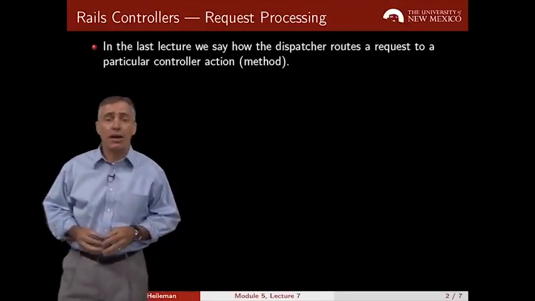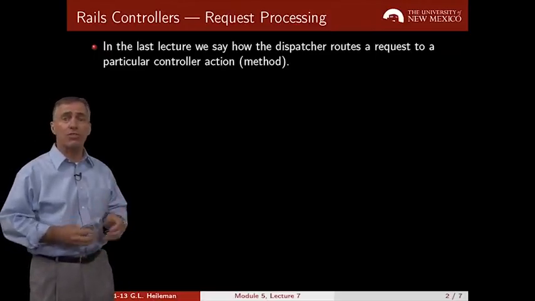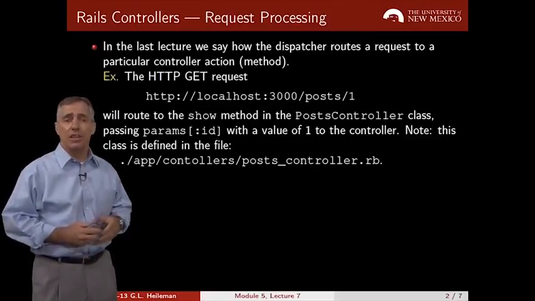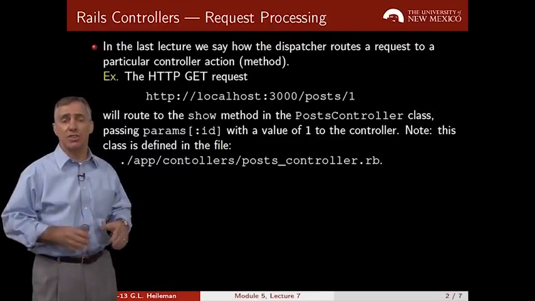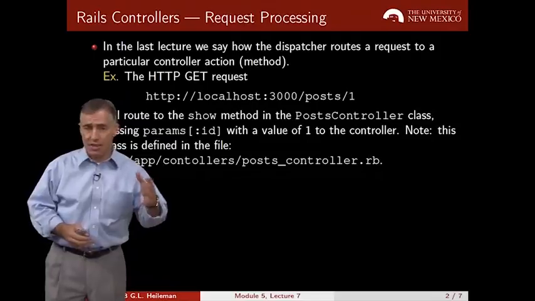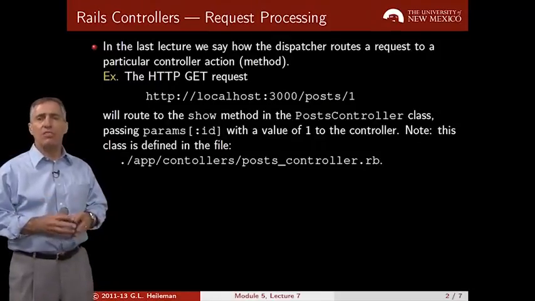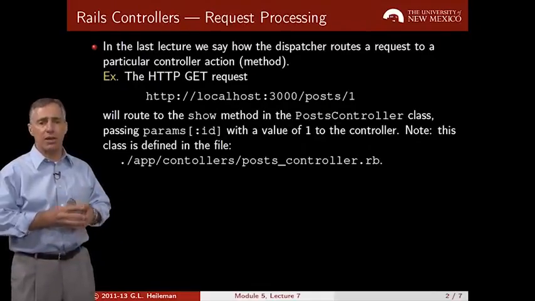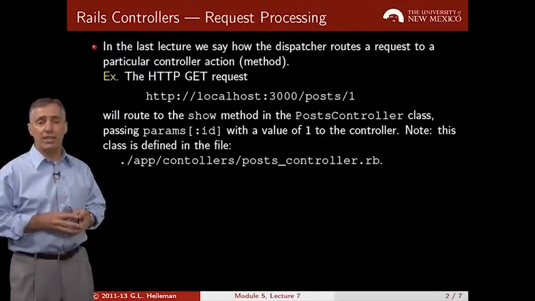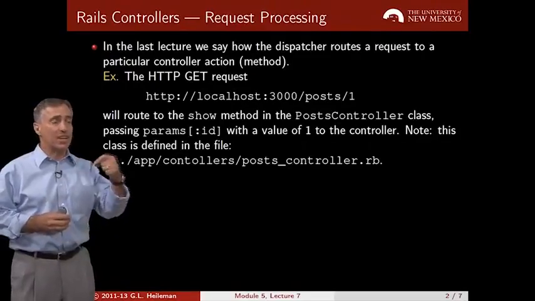In the last lecture, we talked about how the dispatcher takes a request and routes it to a particular controller action. And so here's an example. Here's an HTTP GET request, and if you start your Rails server on your blog app and then point it to localhost 3000, posts, and then do /1, what this will do is it'll route this particular request to the post controller class that you can find under app controllers, and it's going to pass the value 1 in using this params hash. And so you can access that value by looking at params and then :id, and that should be passing the value 1 into your controller.